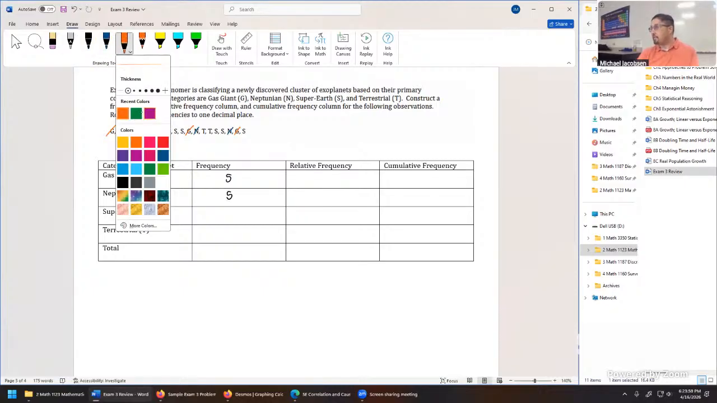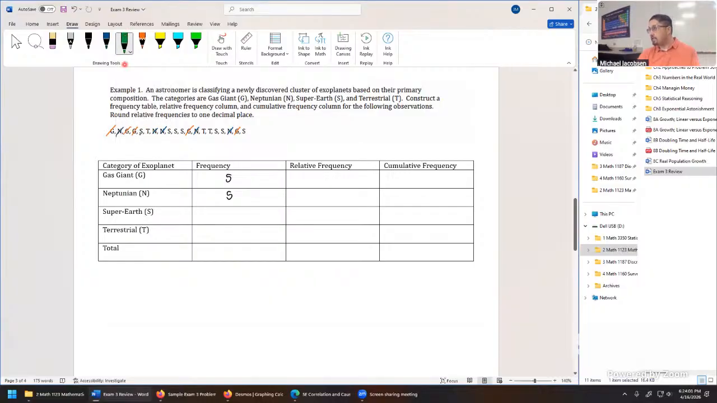For the super Earth, that's going to be the S variable. There's 1, 2, 3, 4, 5, 6, 7 in that category. That leaves just terrestrial, and I'm counting 1, 2, 3 altogether. That gives us a column total of 20 in this column, just adding up all the observations. So that fills out the frequency. Now we go to relative frequency. Any questions with this step here?